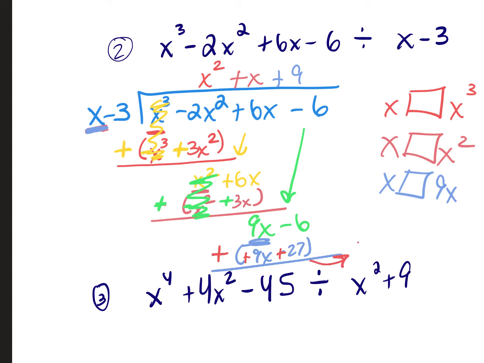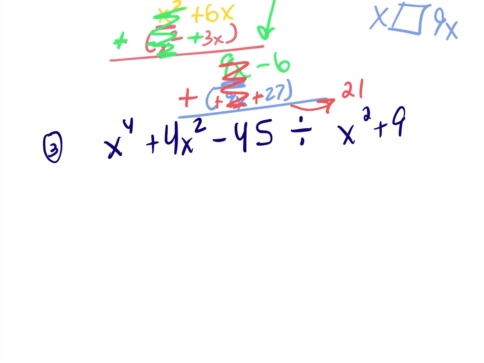21. Positive 21, right? What happens to your 9x's? They cancel out. Is there anything left to bring down? No. So what is 21? Your remainder. So it's plus, and I write 21 over, what did we divide by? X minus 3. Good job, guys. Very good.